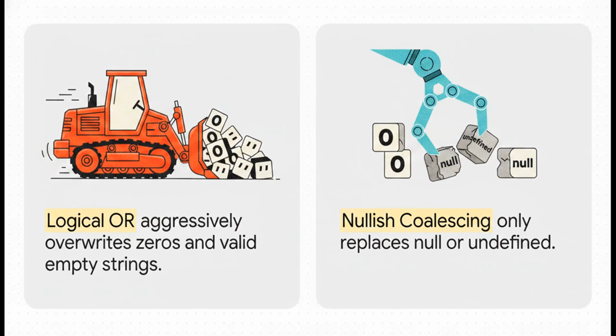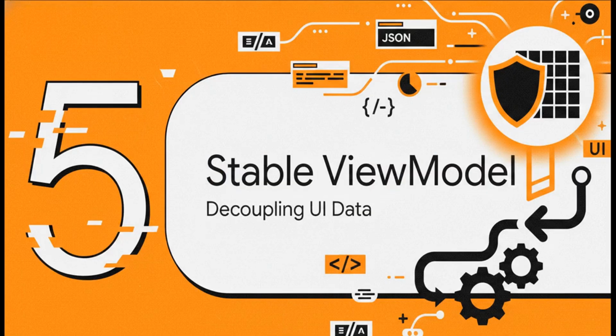No way. Always rely on nullish coalescing. It is incredibly strict and only replaces a value if it is specifically null or undefined, preserving your valid empty strings or zeros. Section 5.